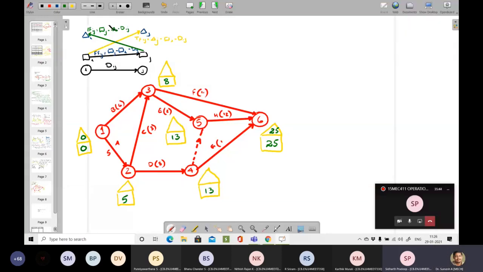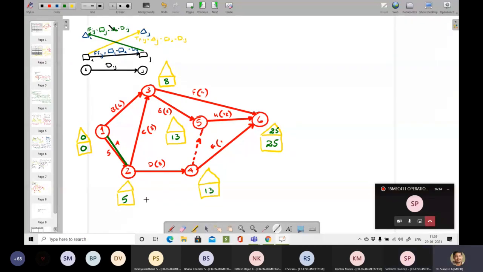So 1 to 2. Okay. Then 5 to 6 also, sir. It is a critical path only. Yeah, 5 to 6. Anybody else who tried?